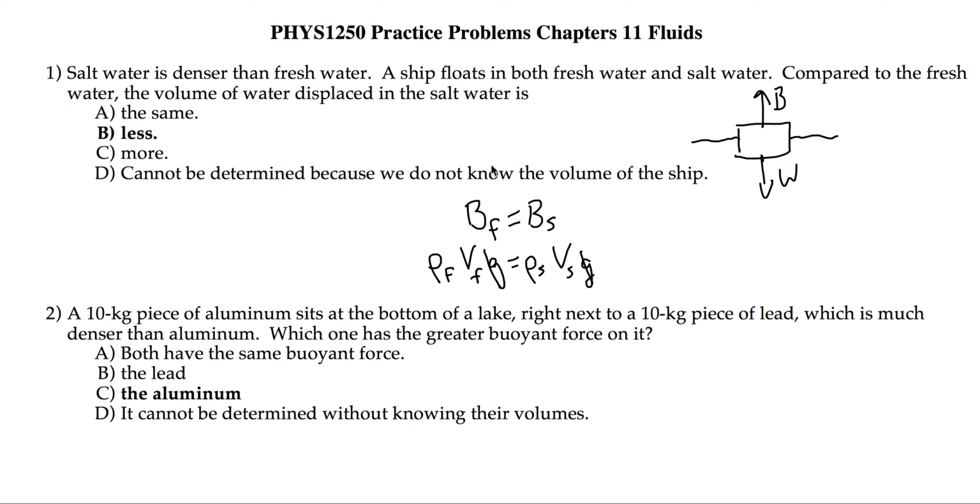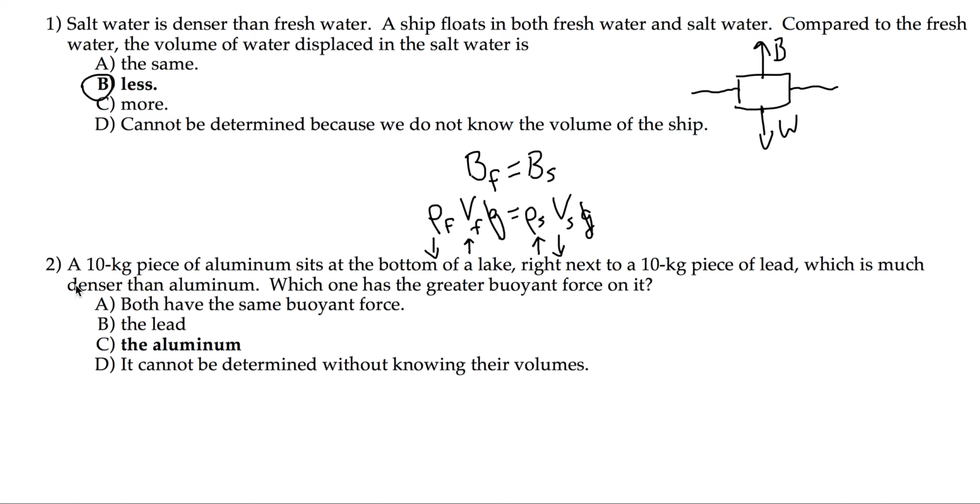And then since the density of salt water is greater than the density of fresh water, for the two buoyant forces to equal each other, that means that the volume of fluid displaced in the salt water must be less than the fluid displaced in the fresh water, which must be more. So that's why the answer is less.